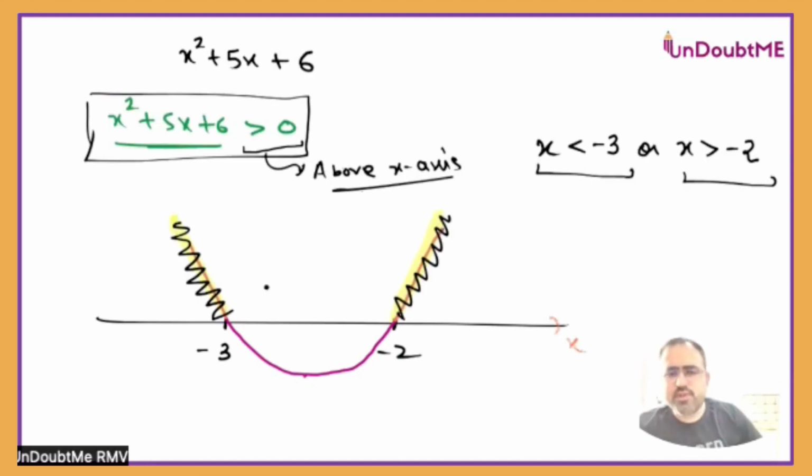After drawing the graph, we will see which portion is above the x-axis because we are looking for greater than 0. Greater than 0 means positive. So positive means this is a function. Anything above the x-axis means positive, and anything below the x-axis is negative. I'm not talking about positive x and negative x values. I'm talking about the value of this quadratic being positive or negative.